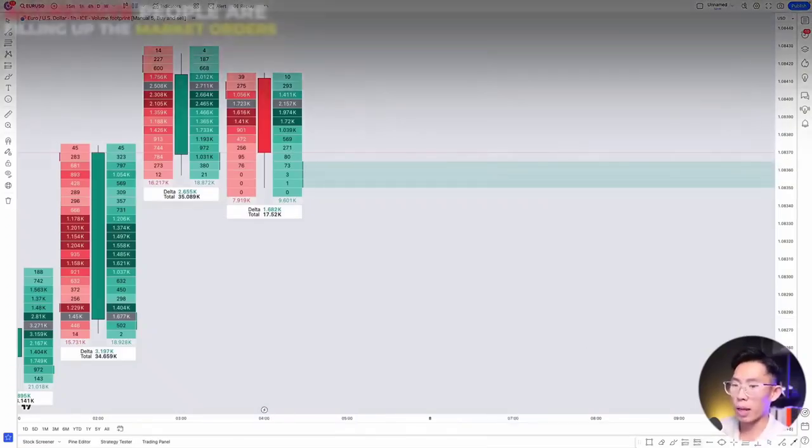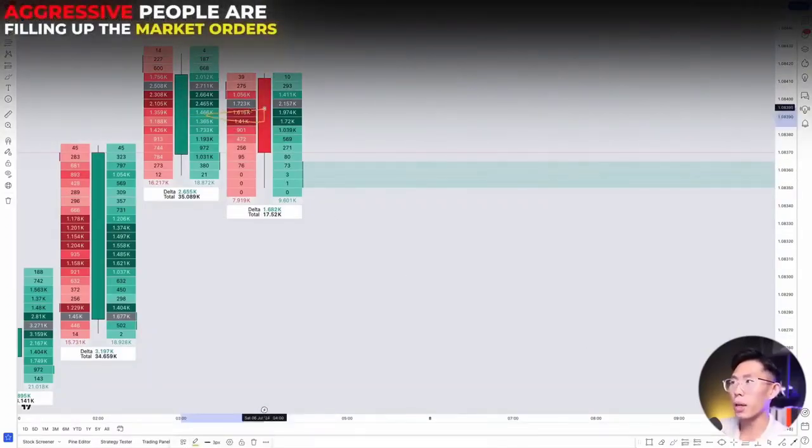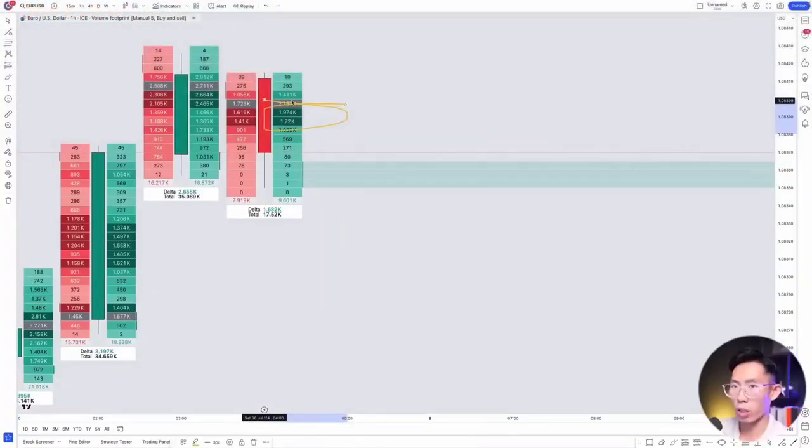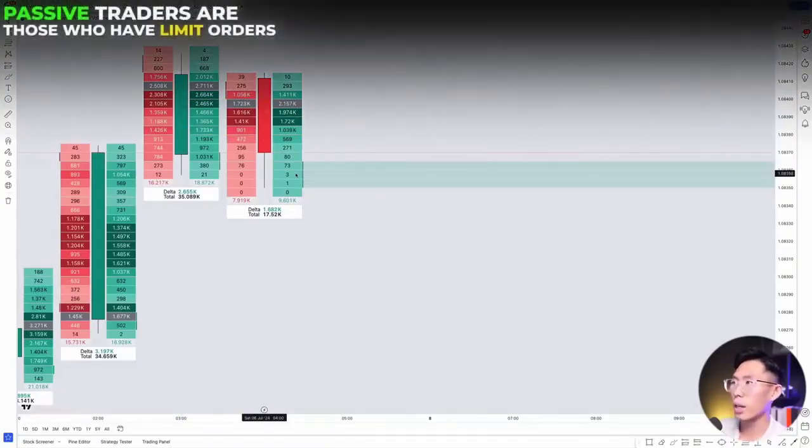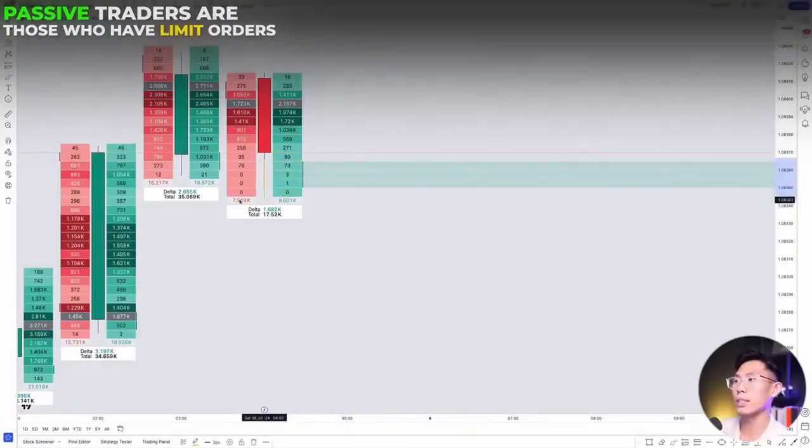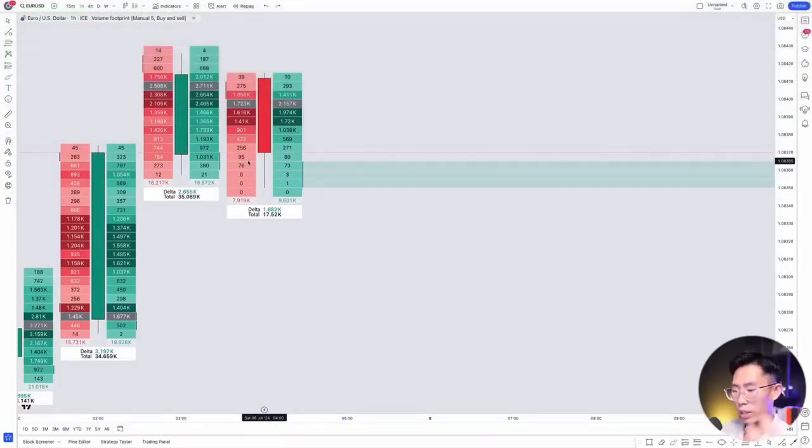Now, the aggressive people are the ones that are filling up the market orders, right? They're actually filling up the market orders. They don't care about what price the market is at right now. They just want to enter the trade. Those are the aggressive traders. And then the passive traders are the ones that have their limit orders, right? They have their buy limit orders, they have their sell limit orders. They are not as aggressive as the aggressors. And yeah, that's basically what footprint does. It shows you who is more aggressive, who is more passive. And like I said, the higher the number, the more aggressive the trader is.